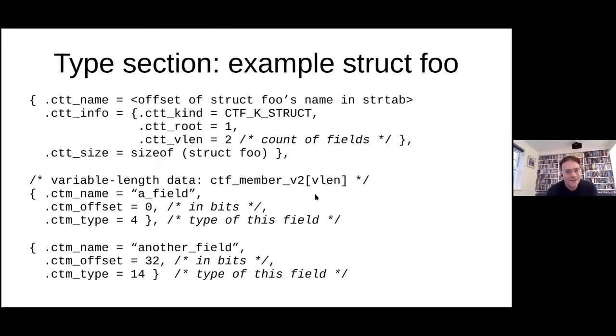And in this case, the variable length data is two instances of struct CTF member V2, giving a name. The offset in bits, not bytes, provides another way to encode bit fields, the recommended way, in fact. And the type, which is a reference to a type ID, which is an array offset in the type section. So the types chain to each other and you can chase them down.